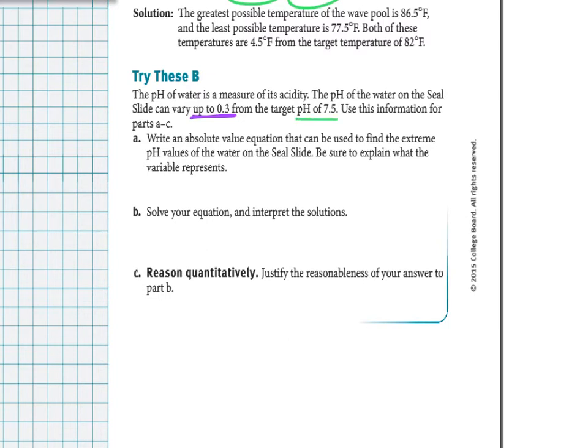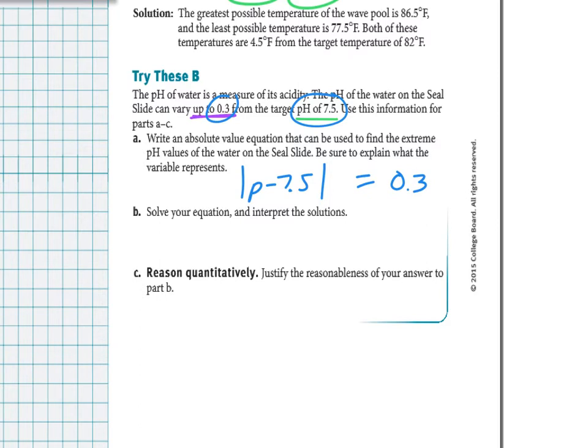So let's write ourselves a nice little equation. It's going to be the absolute value of something equals something. Again, the amount that it varies is what the absolute value can equal, and we want it to vary from the target level. So the pH, I'm just going to use P, the difference from it and 7.5. So the absolute value of P minus 7.5 can equal 0.3, because we can either be 0.3 above or 0.3 below.